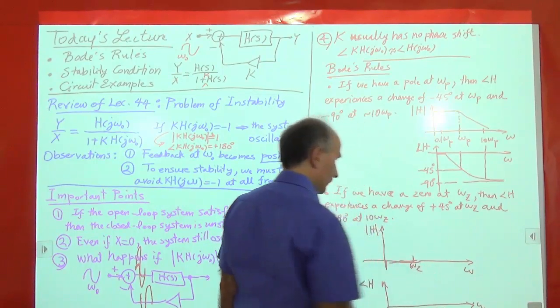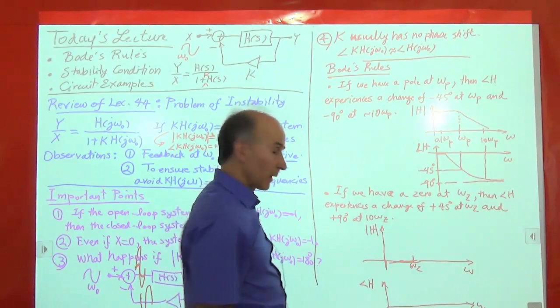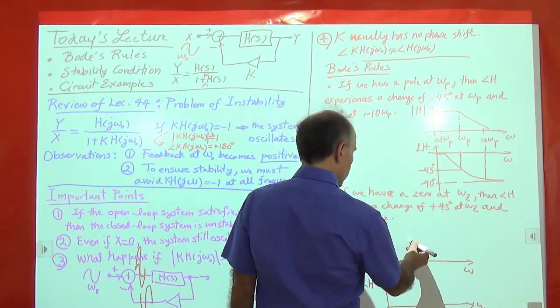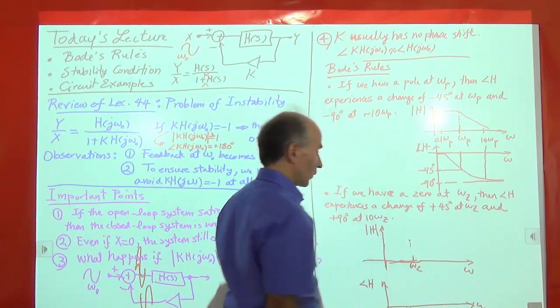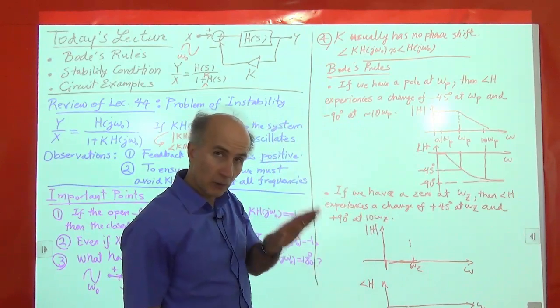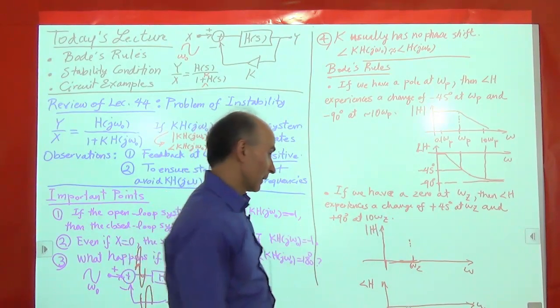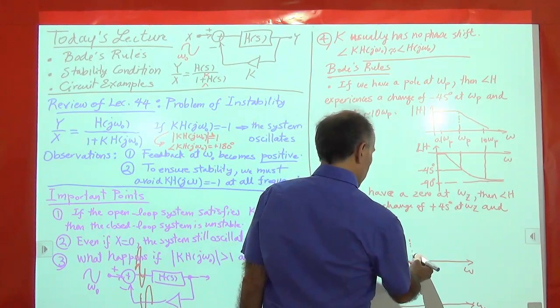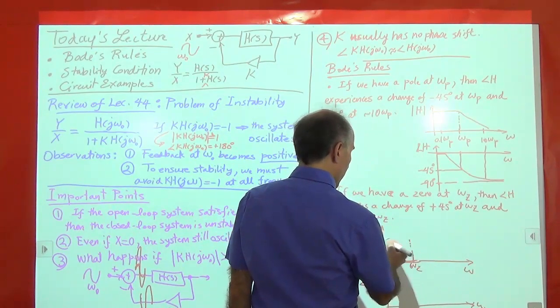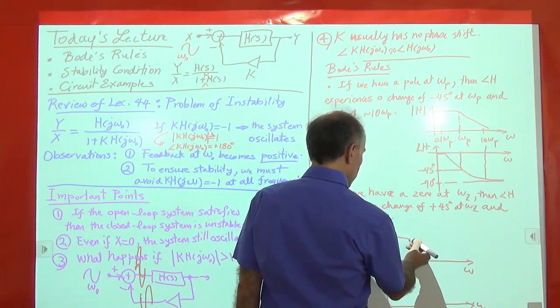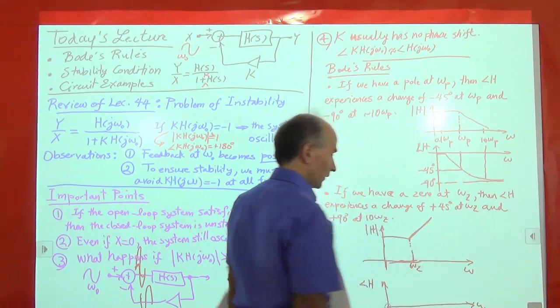Okay, so this is our zero frequency, and what we know is that the magnitude at this point will want to increase its slope by 20 dB per decade, right? So if we have something like this, then it would want to go up by 20 dB per decade.